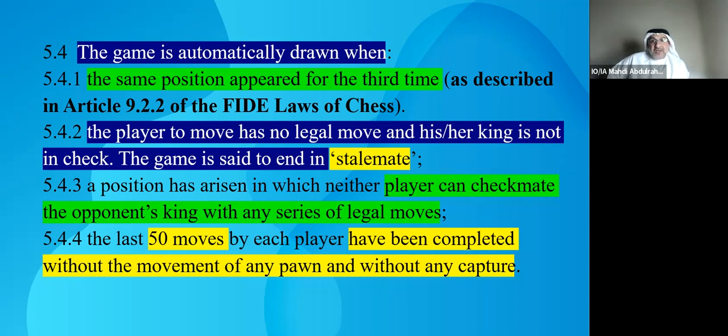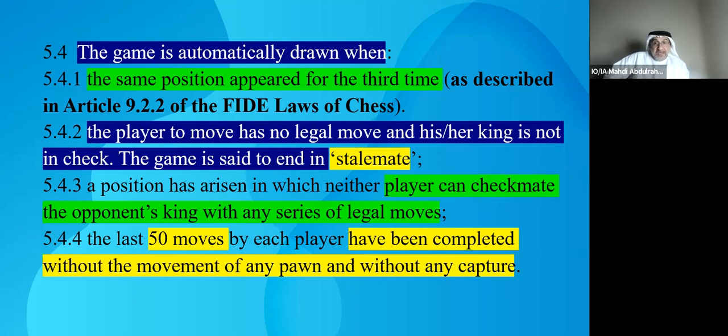The player to move has no legal move and his king is not in check, so the game is said to end. So we have a stalemate, and some platforms do not recognize a stalemate. Here the arbiter must intervene, stop the game and call for a draw.